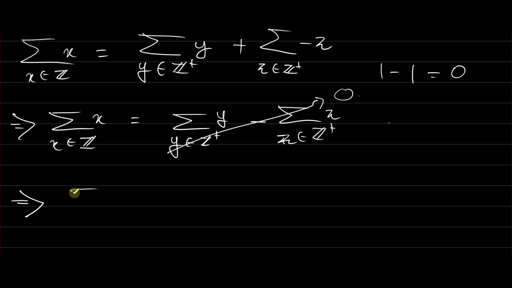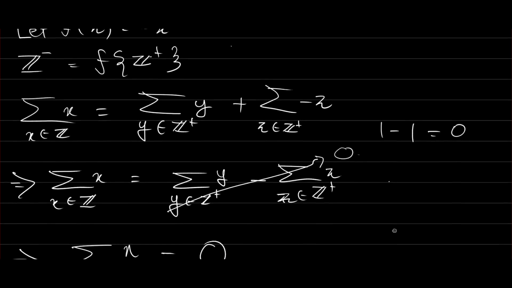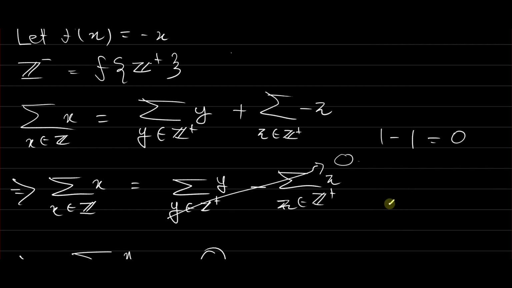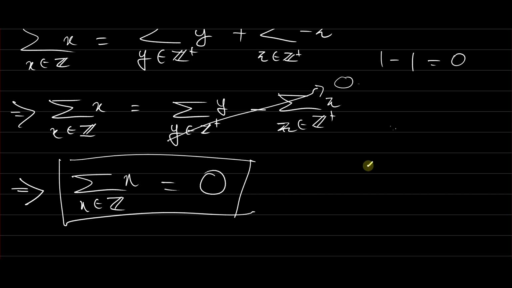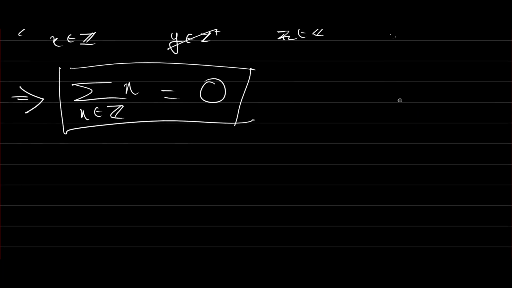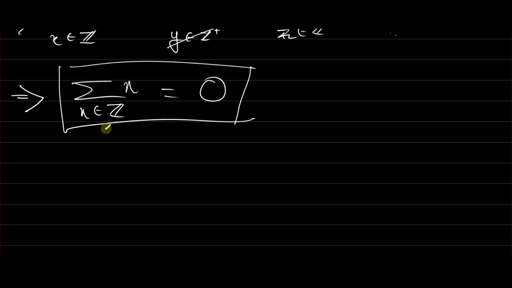What does that mean now? That means sigma x belonging to Z. Okay, wait a second. Our starting statement had sigma n belonging to Z, n is equal to 0. Wow, that's impressive, isn't it? Like, damn, we have proved that statement. We have proved our statement. So we can proudly say that by set theory the sum of all integers is equal to 0.